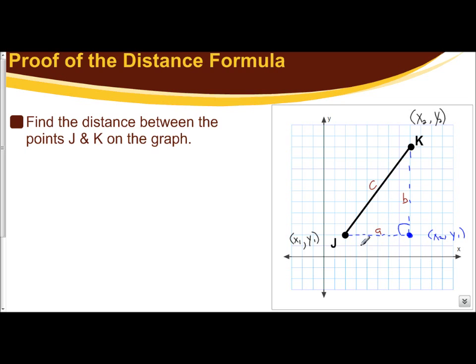Now we need to find the distance. And so to find the distance from J to this new point, and I can call it M or L or Q or P, let's call it L. To find the distance from J to L, since it's a straight horizontal line, I can subtract. To find the distance, I take this value of x2 and subtract the horizontal value of x1.